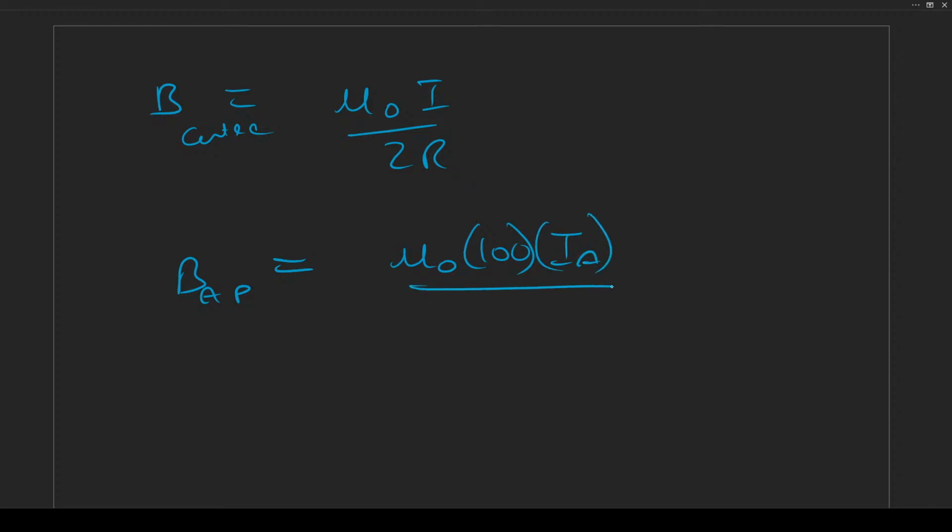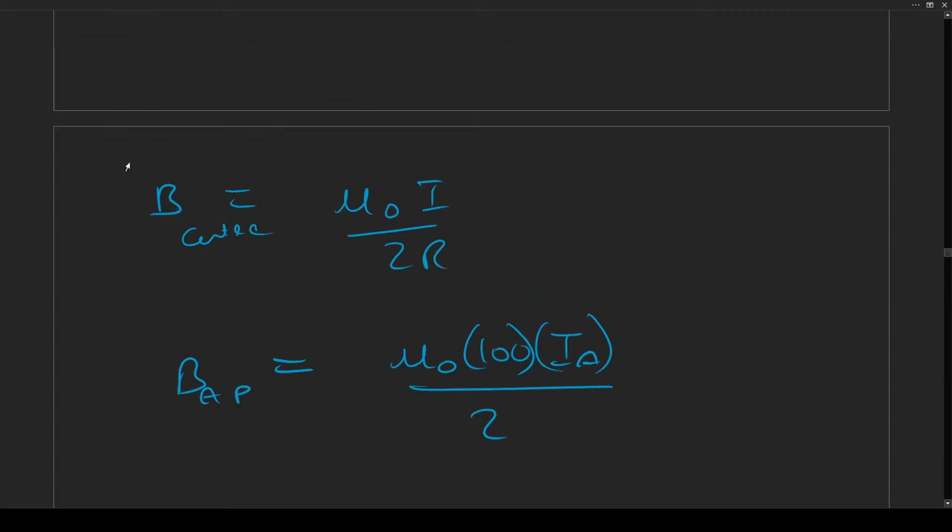B center is equal to mu naught I by 2R. Now B_AP is equal to mu naught times 100 times I_A by 2 times the resistance of A, which is 1000 rho.